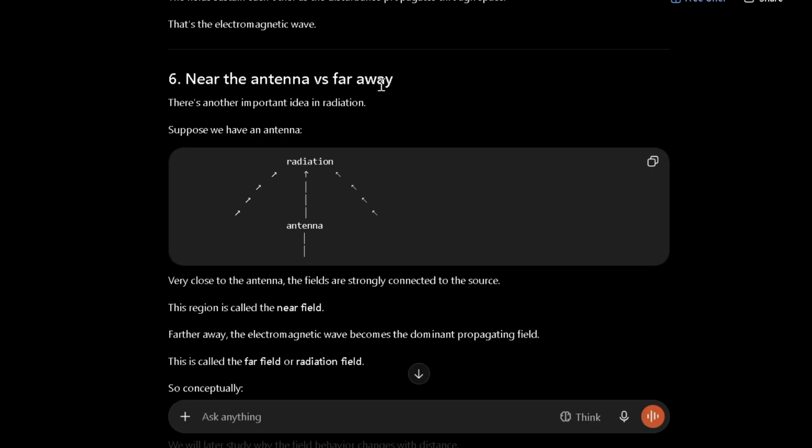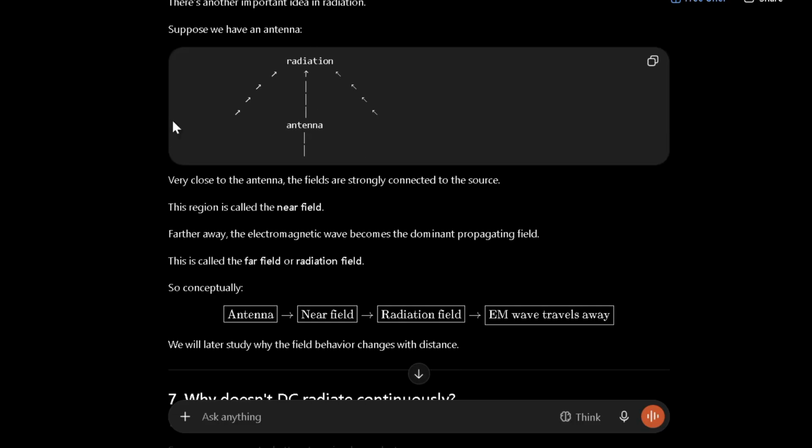So what exactly is meant by near the antenna and far away from the antenna? There's another important idea in radiation. Suppose we are very close to the antenna. The fields are strongly connected to the source. This region is called the near field. Further away, the electromagnetic wave becomes the dominant property. We'll talk about this later.